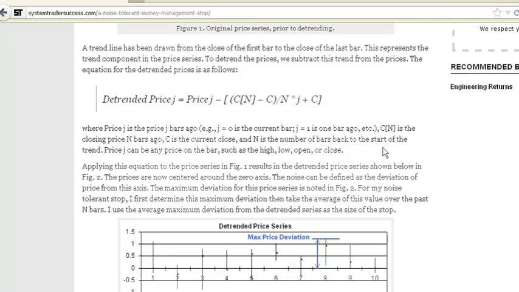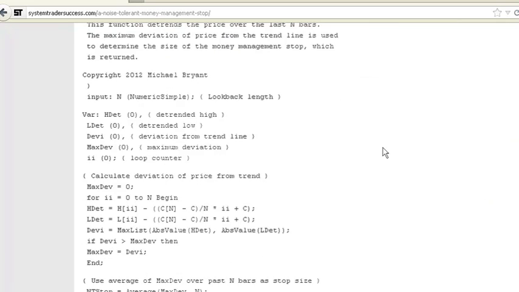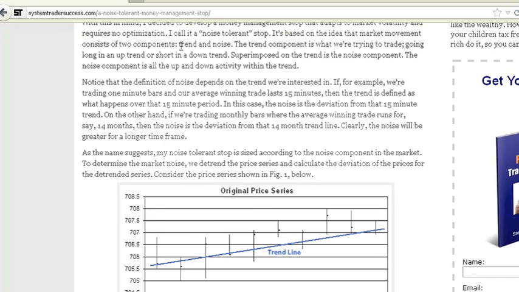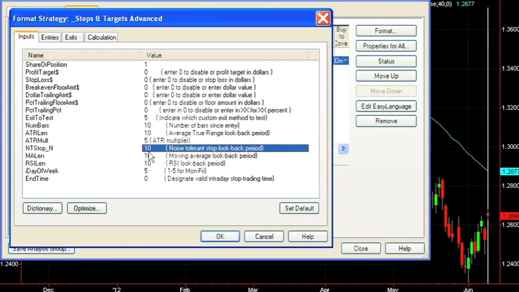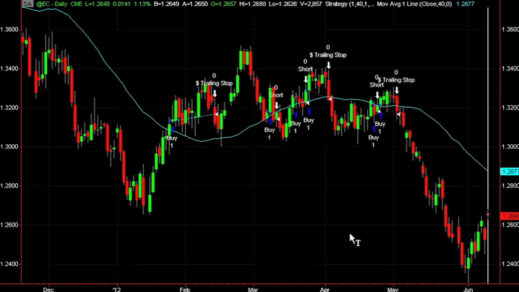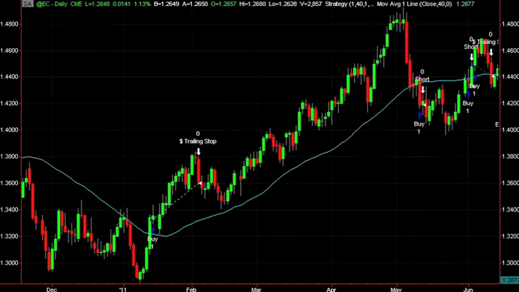Basically what you're going to have is a linear regression type stop based on the X number of bars that you put in here. So we can activate this stop. We're going to look back 10 bars. See what this looks like, and there it is. So here's our noise tolerant money management stop. What's nice about this, you just put the number of bars back, and that's the only value. There's no optimization of anything else.